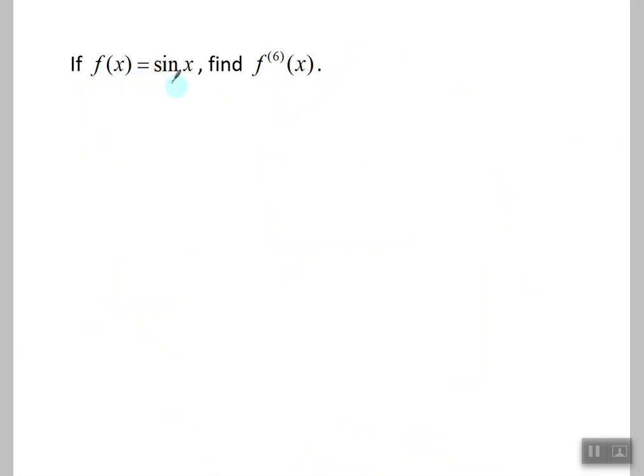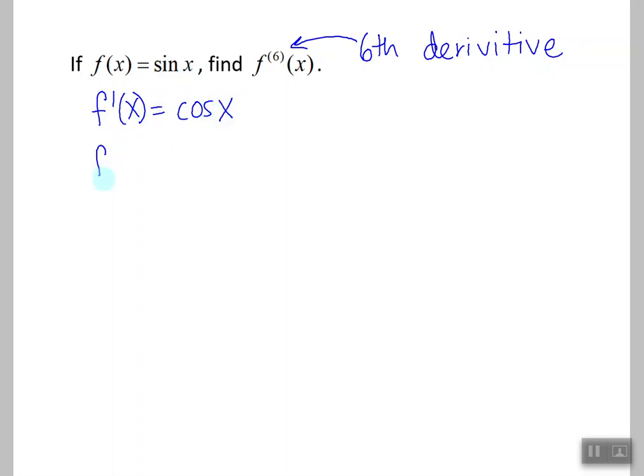If f of x equals sine of x, find the sixth derivative of f of x. Well, you know we don't just straight jump into the sixth derivative. We have to go through the first 5. So let's get started. F prime of x, the derivative of sine x is cosine x. F double prime of x, cosine's derivative, negative sine x. F triple prime of x, negative of cosine x. The derivative of sine x is cosine x.